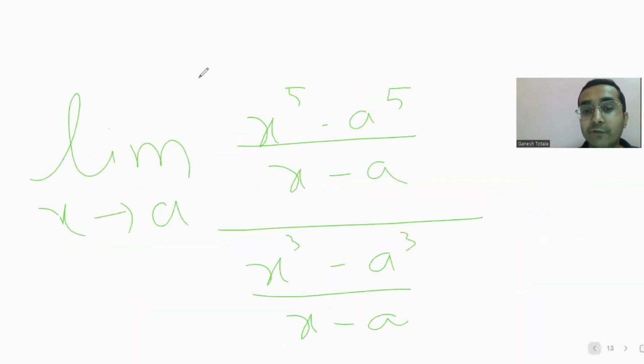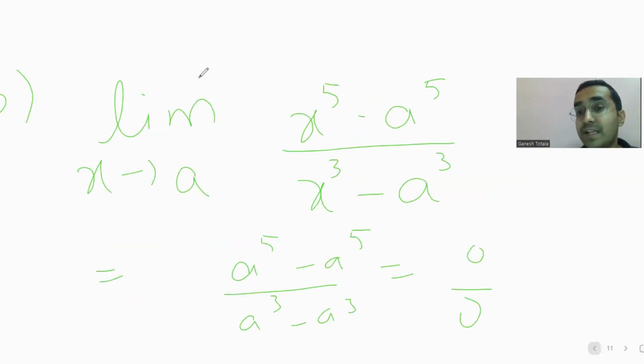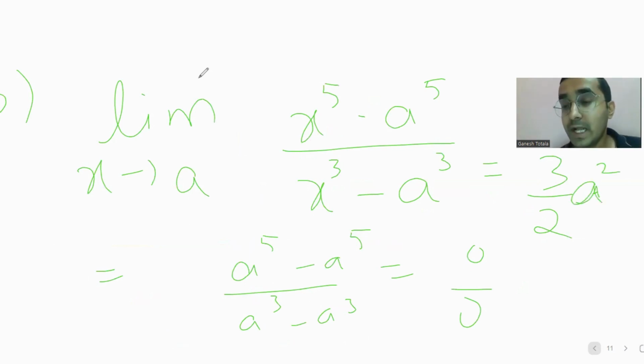So the limit of this function, (x to the power 5 minus a to the power 5) divided by (x cube minus a cube), is equal to 5a raised to 2 by 3. I hope this question is clear. It's straightforward. We have just used the formula, but this problem does not involve the usage of the formula directly.